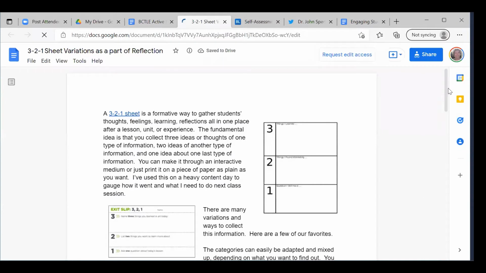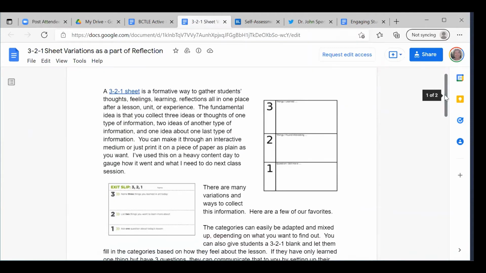Okay, so I don't know, how many of you have used a 3, 2, 1 before? Okay, so we have kind of limited knowledge. A 3, 2, 1 is basically a way that I use to assess what do my students know, what do they need to know, what do they have questions about. It's truly a formative moment, and it puts it all in one place.